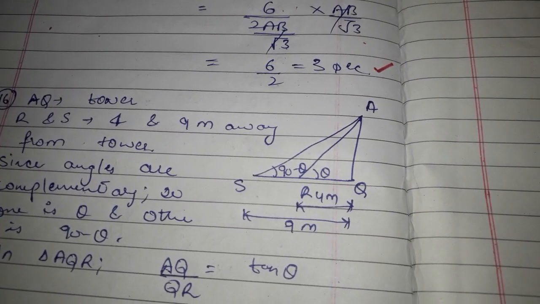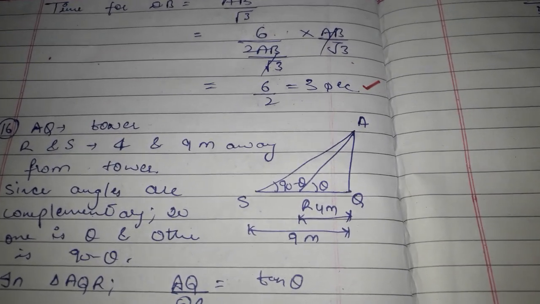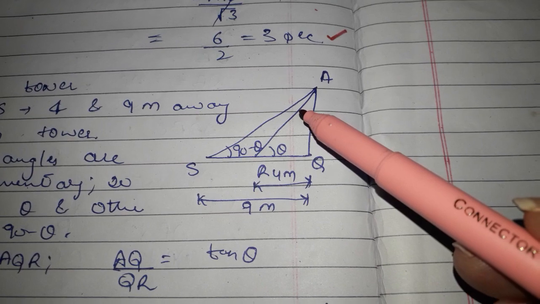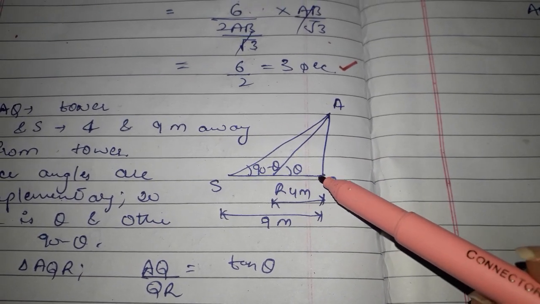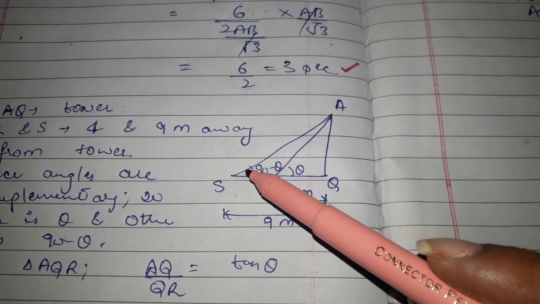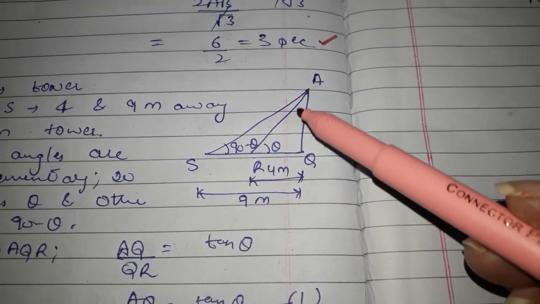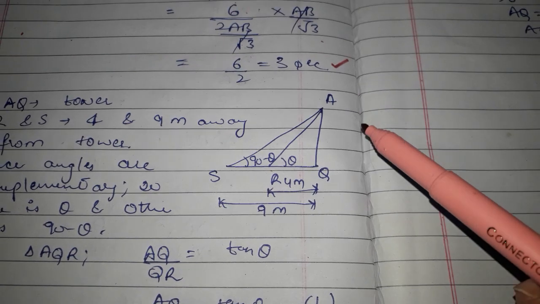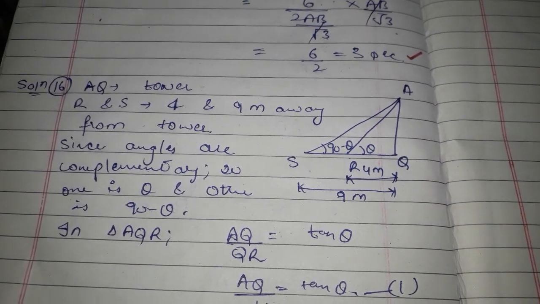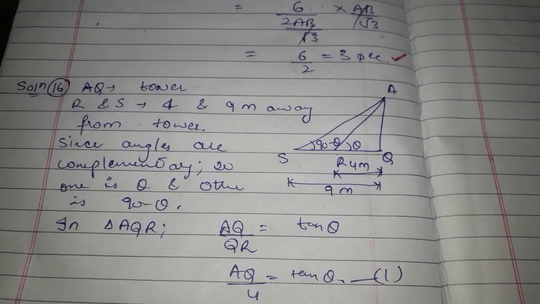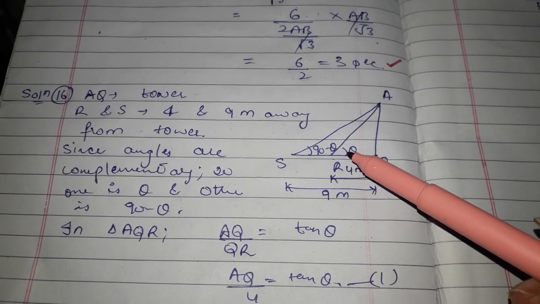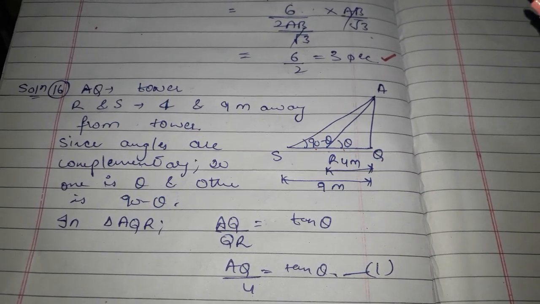Last question is the 16th question. The angles of elevation of the top of a tower from two points at a distance of 4 meter and 9 meter. There are two points, one at 4 meter, the second at 9 meter, and the angles formed are complementary. Prove that the height of the tower is 6 meter. AQ is the tower, R and S are the points which are 4 and 9 meter away from the tower. Since both the angles are complementary, one angle will be theta, the second will be 90 minus theta.